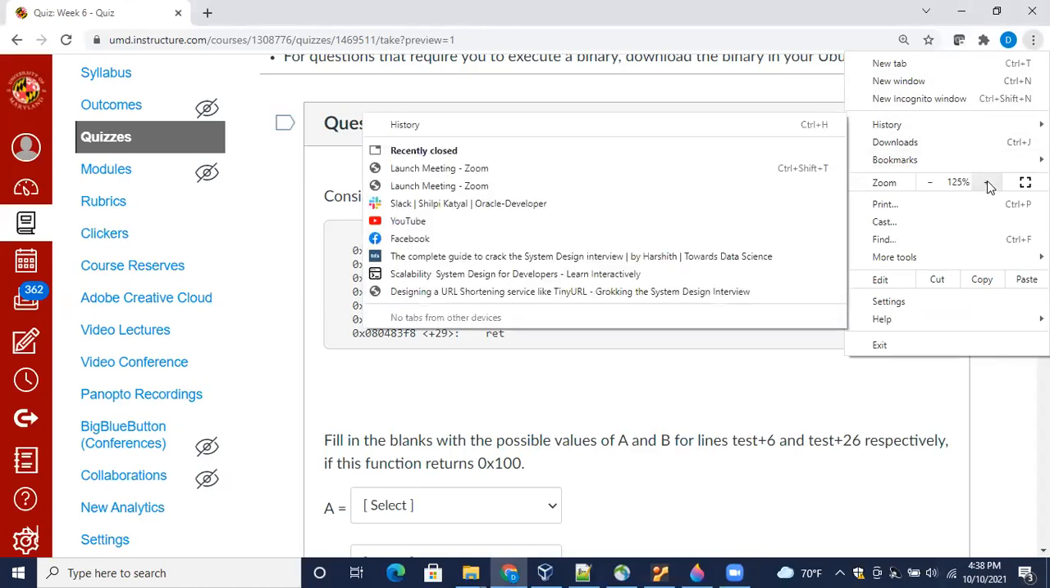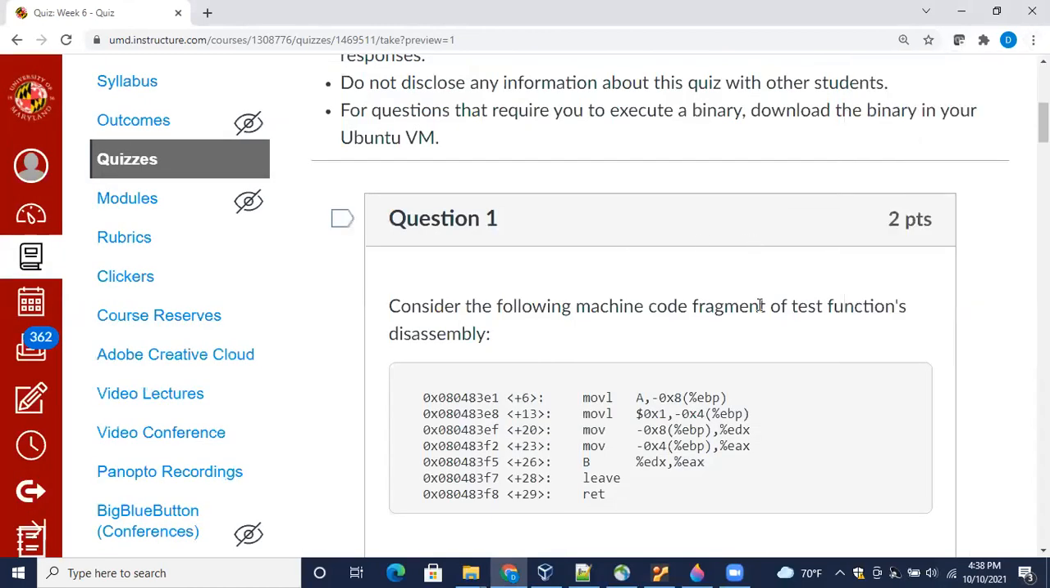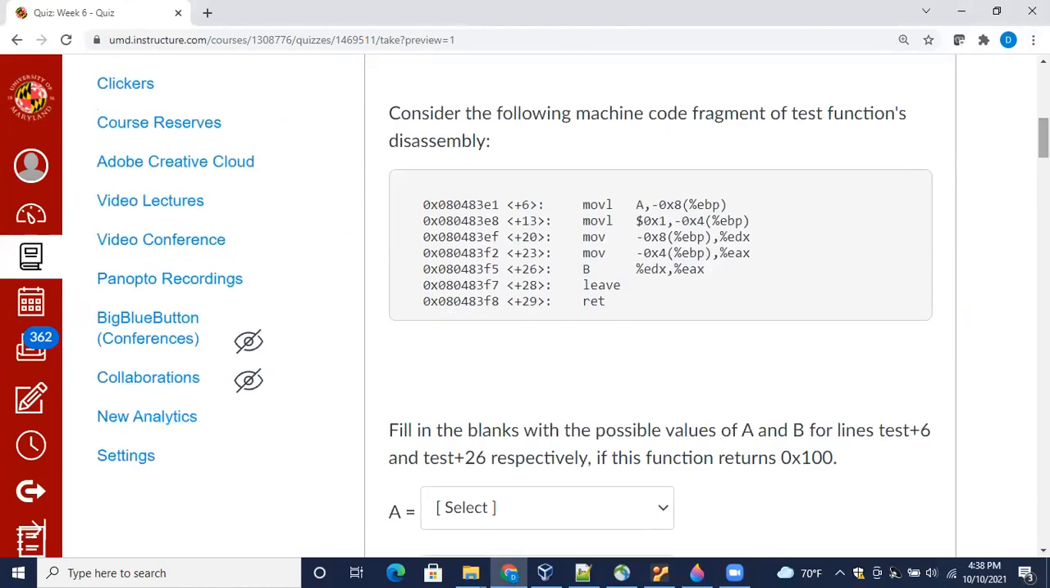Hello, welcome back. In this segment, I will show answers to the following quiz questions. Consider the following fragment of assembly code and let's discuss the question. They want us to find the value of A and B. So we need to fill up something here and something here in such a way that the function returns 256.